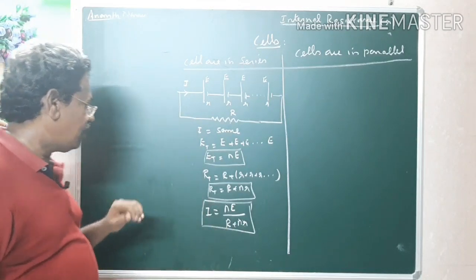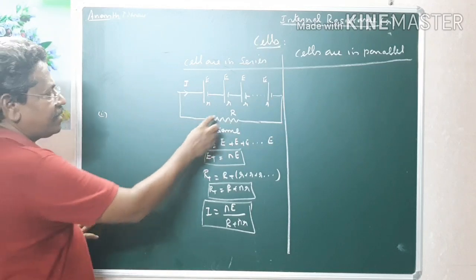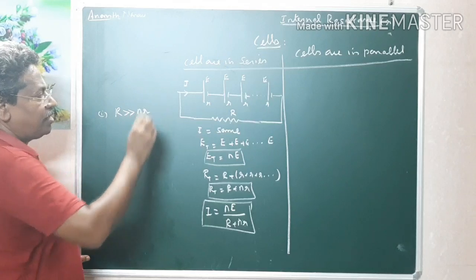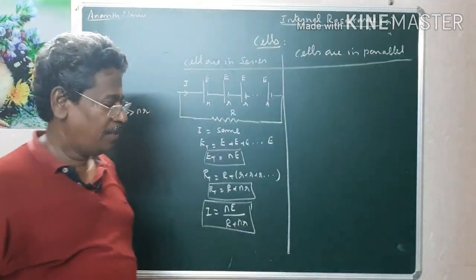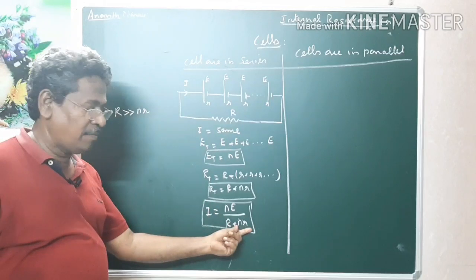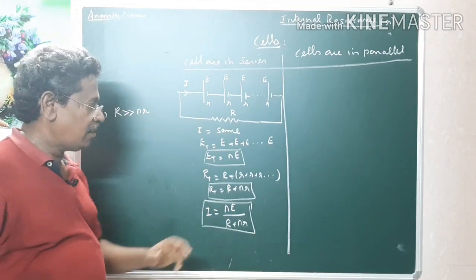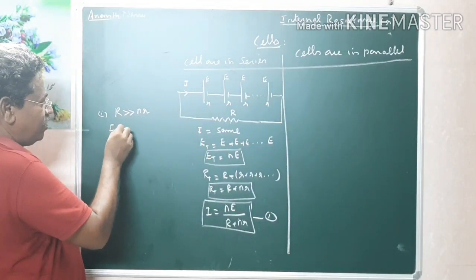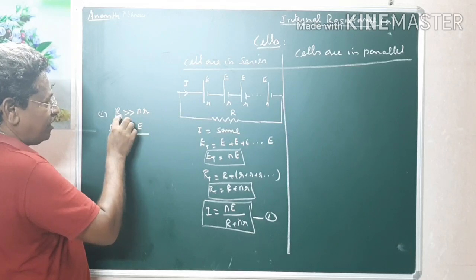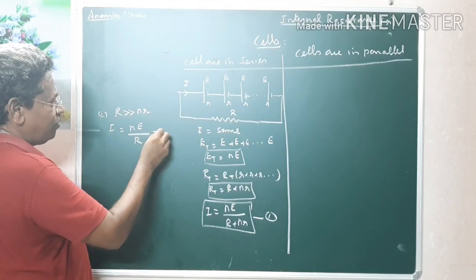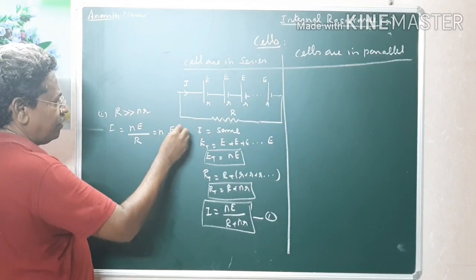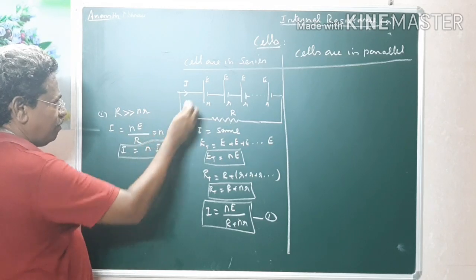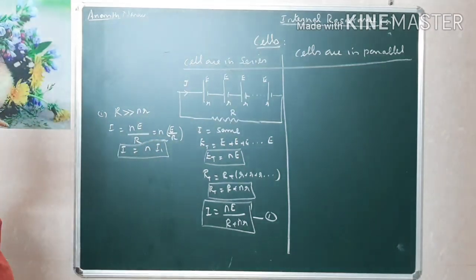For example, case number 1. Suppose the external resistance R is very much greater than the internal resistance Nr. Then you can neglect Nr. Suppose this is equation 1. Equation 1 could be written as I is equal to NE by R, since Nr is neglected. Therefore, this is equal to N times E by R. This E by R is nothing but I is equal to N times I1. Therefore, total current is equal to the sum of the individual currents. The current will be more.